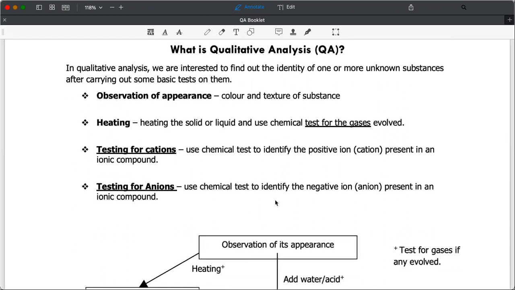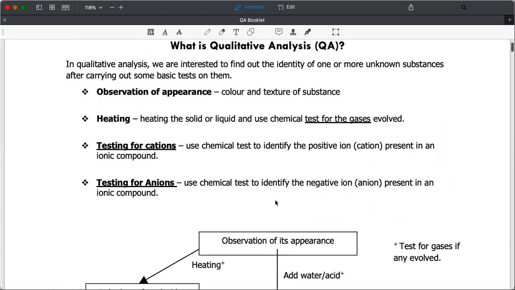What is QA? I shall not indulge in sharing what QA is, since most of the listeners will have an idea what it is. But we need to know the focus of this assessment, that is to test for cations and anions. There will be heating involved, and most importantly, the skill in observing the appearance in terms of color and sometimes the texture of the substance.